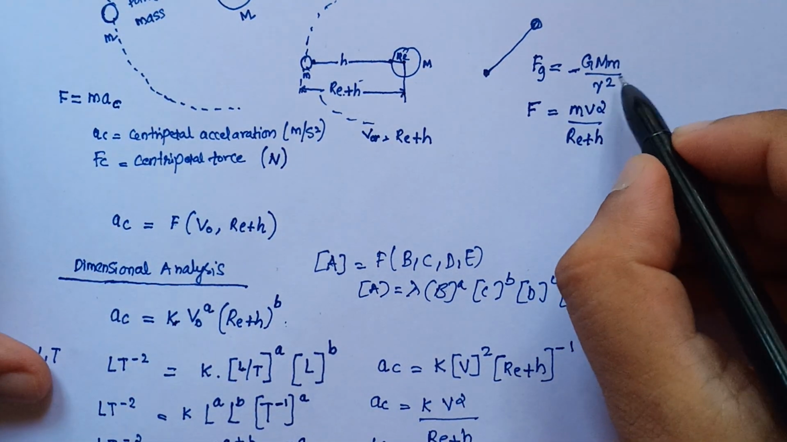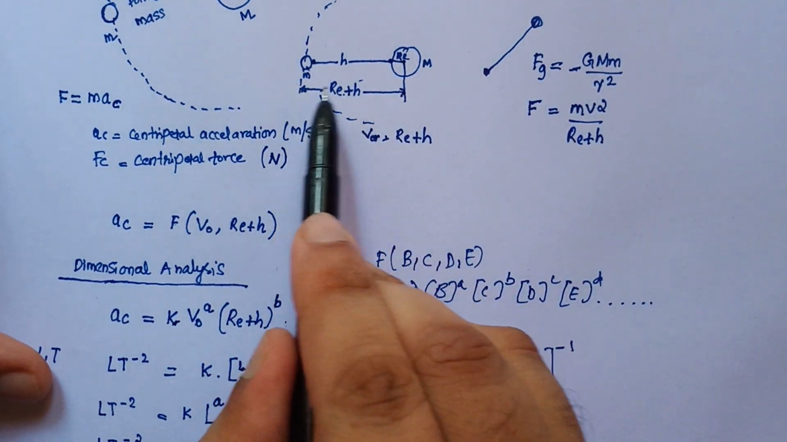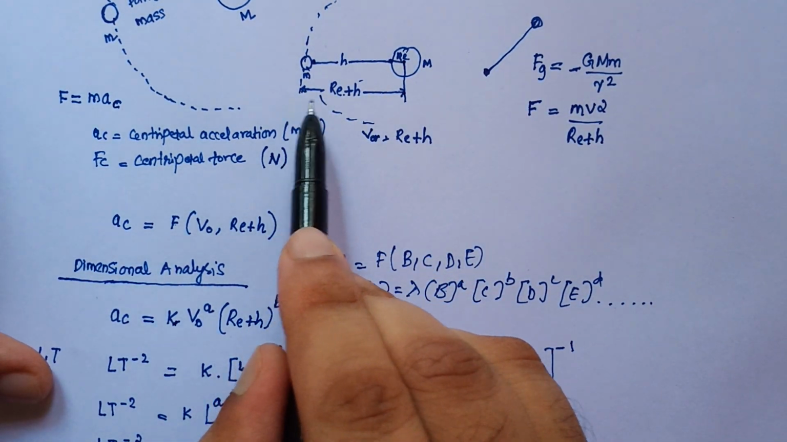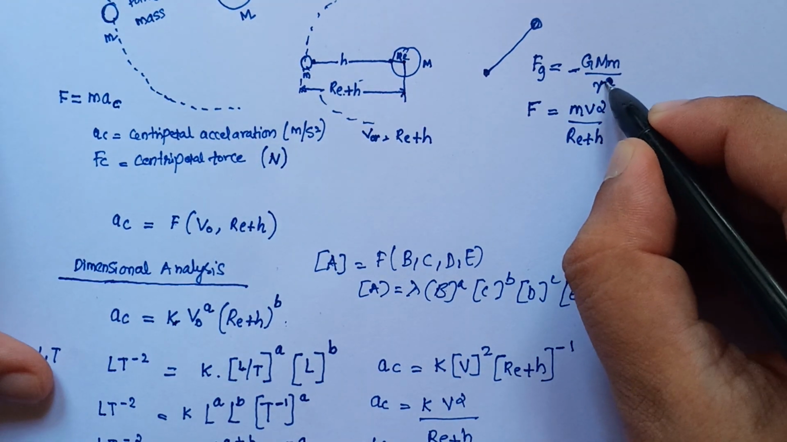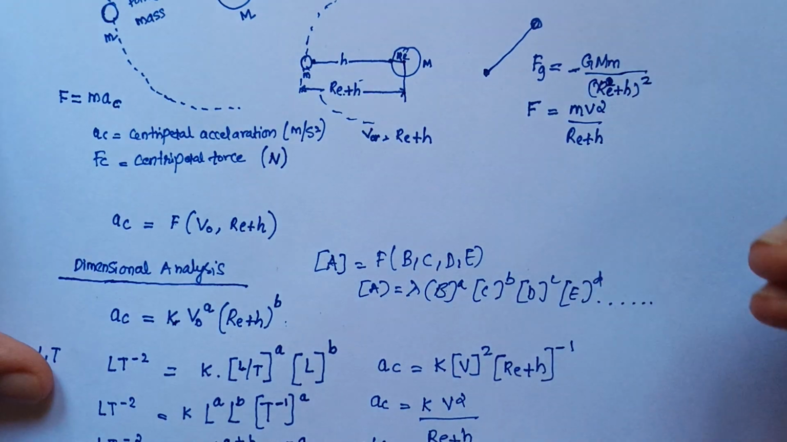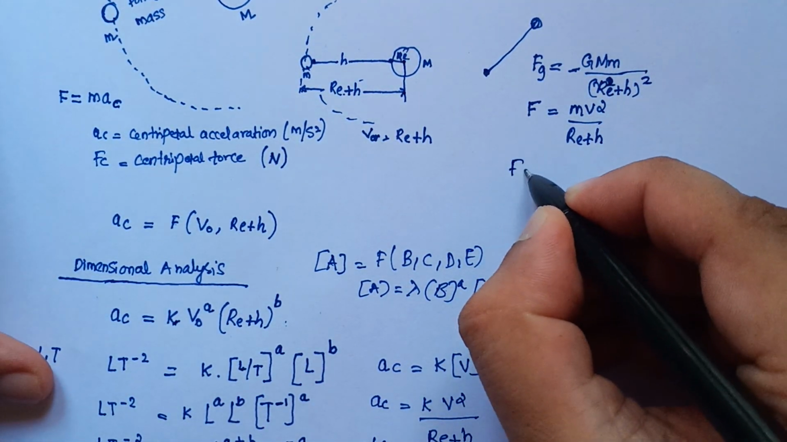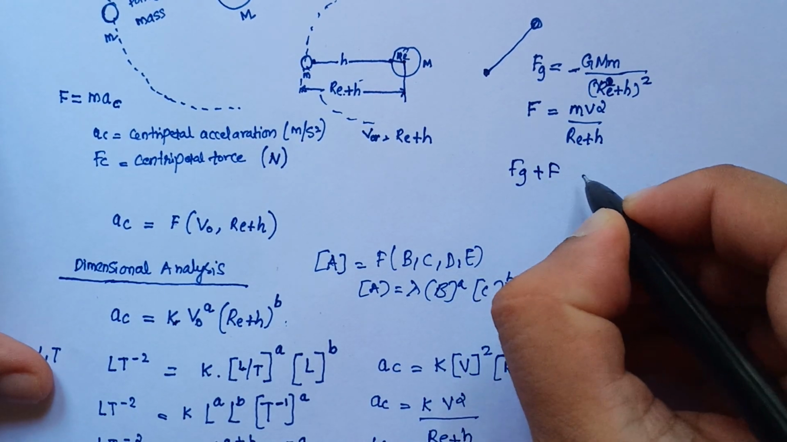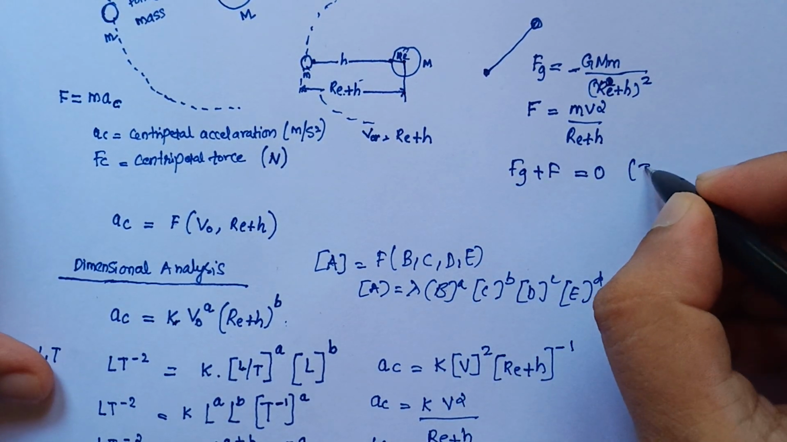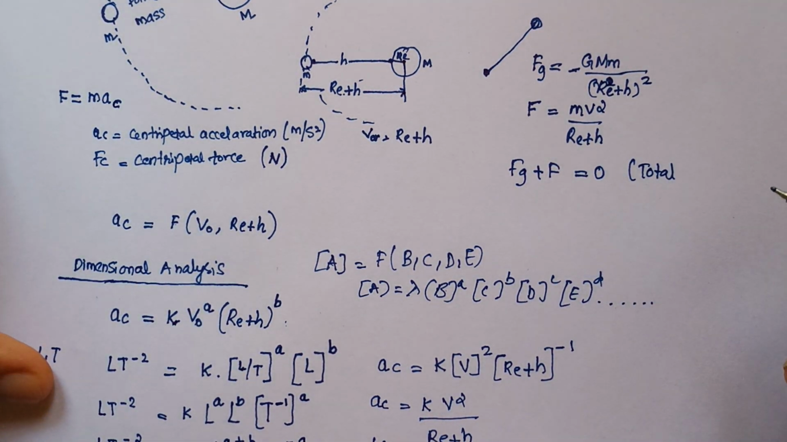Here you need to be very careful. This R should be the total distance, that is Re plus h. So it should be Re plus h whole square. Now you balance the two forces: Fg plus F should be equal to 0, for a total conservation of force or conservation of momentum or energy. So when energy is concerned, probably the force should also be conserved.